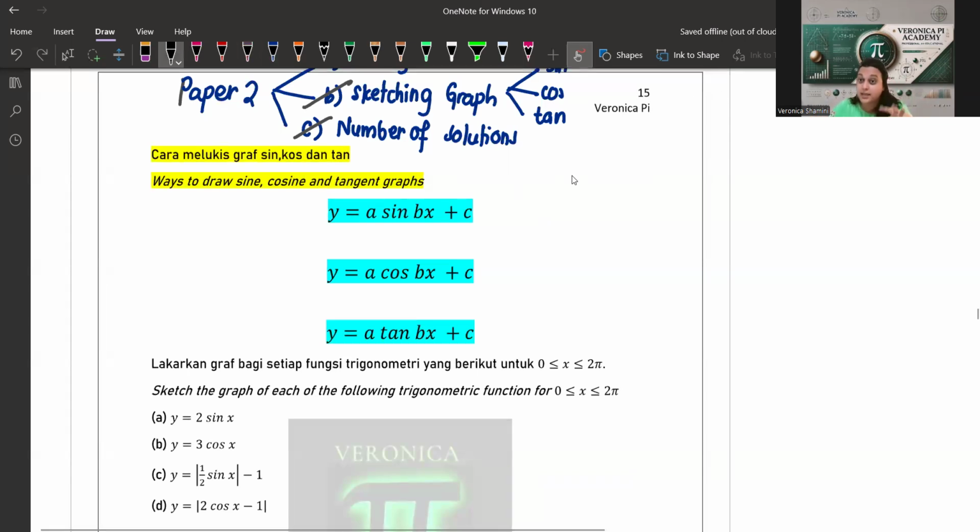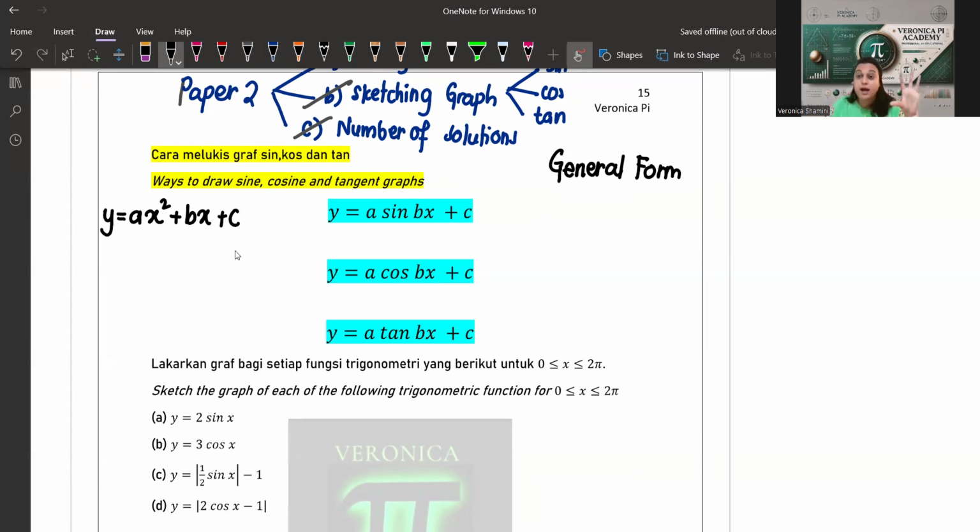Okay, sebelum kita start, y'all must know the general form untuk trigonometric punya equation. Okay, the general form that y'all know all this while is like y equals to ax square plus bx plus c. Yeah, this one bentuk for what? For you to draw a quadratic graph, betul tak? Okay, lagi, what else we know? Y equals to mx plus c. This one is for you to draw a straight line, garis lurus.